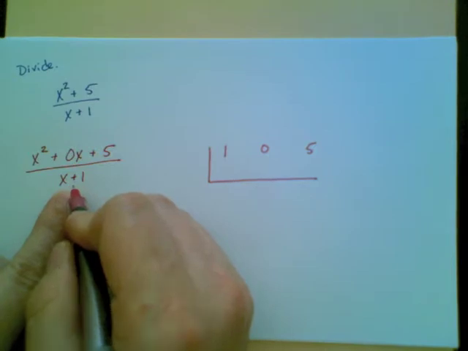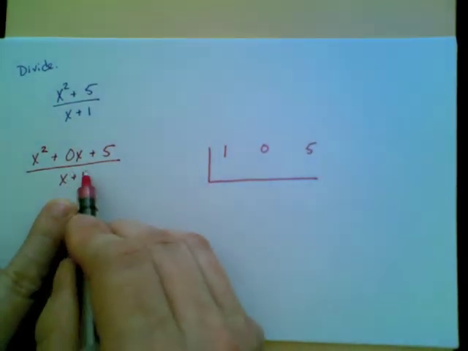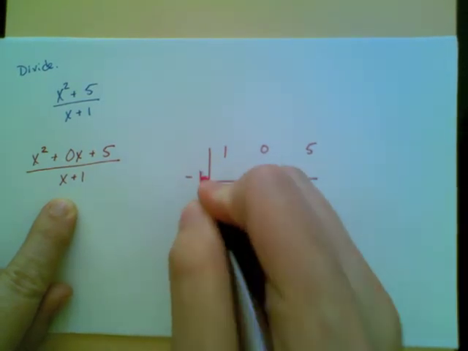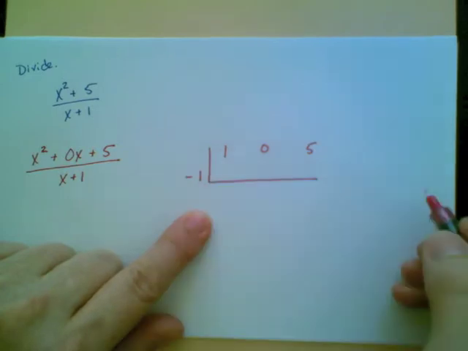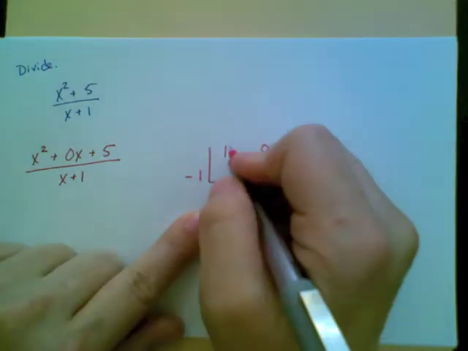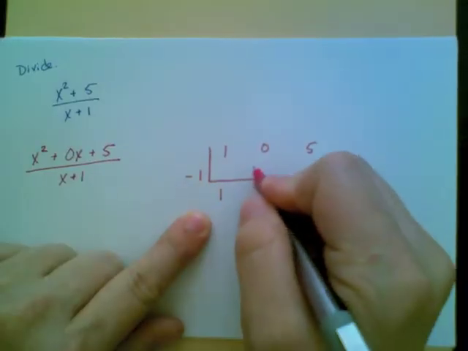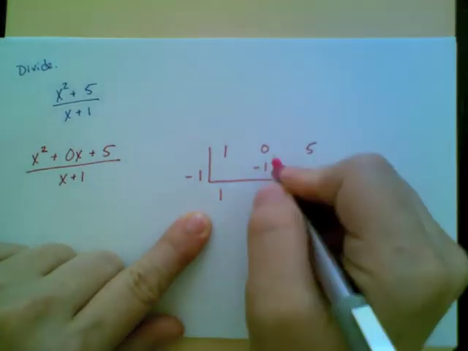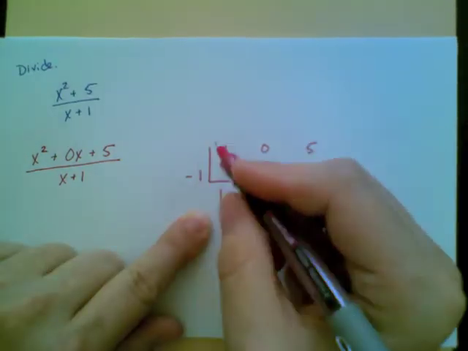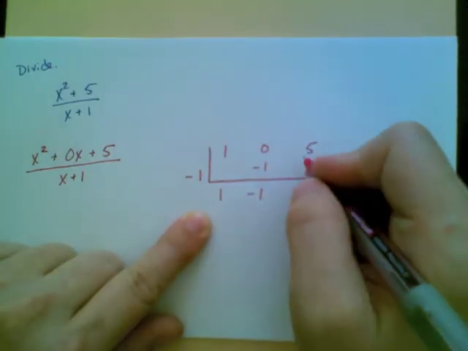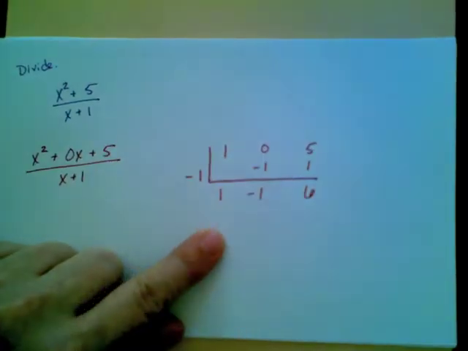And I've got x plus 1. Remember, we always take the opposite of this number, so that's going to be a negative 1. So now I'm ready to perform my synthetic division. I bring down the 1 first, then I multiply, so that'll give me a negative 1. Then I add, so that'll be a negative 1. And then negative 1 times negative 1 is positive 1. I add, and I get a 6.